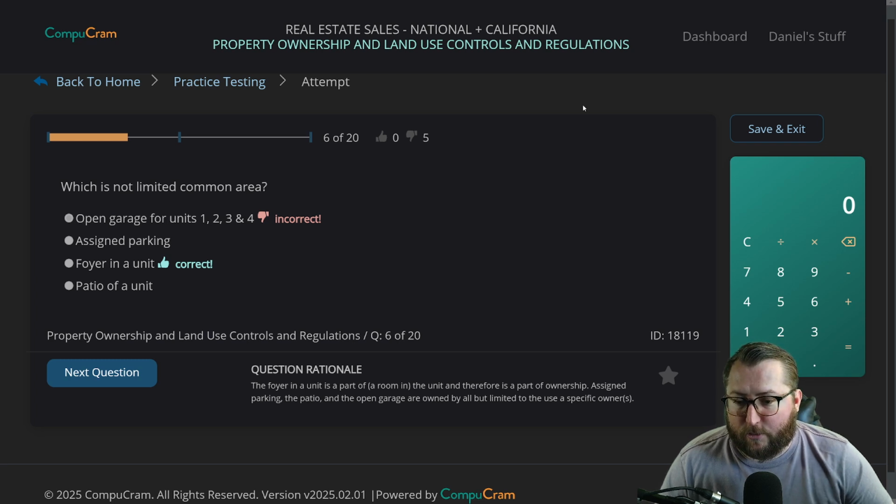Question rationale. The foyer in a unit is part of a room in the unit and therefore is a part of ownership. Assigned parking, the patio, and the open garage are owned by all but limited to the specific owners.